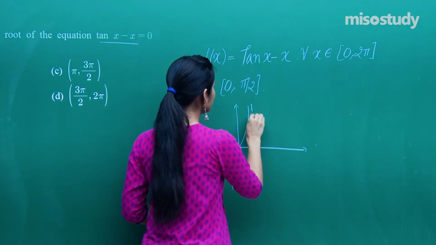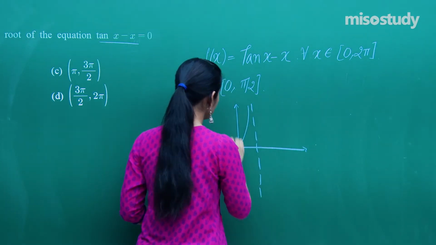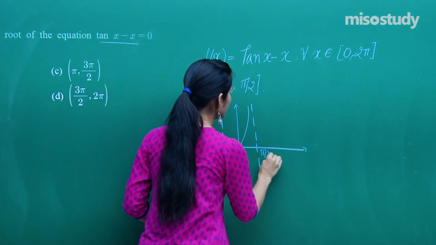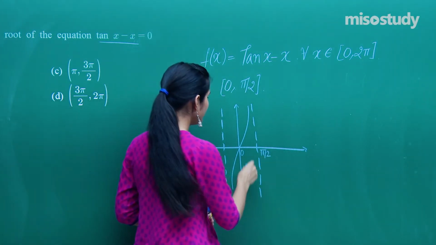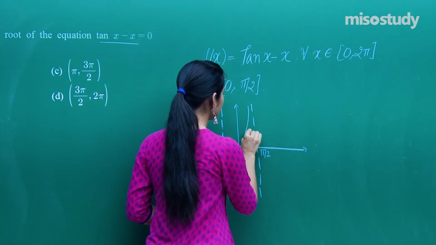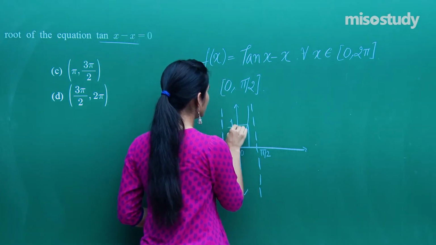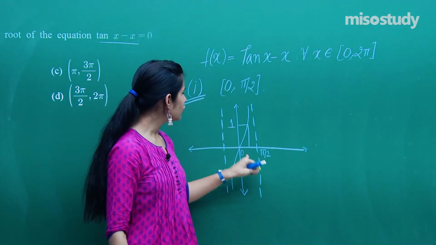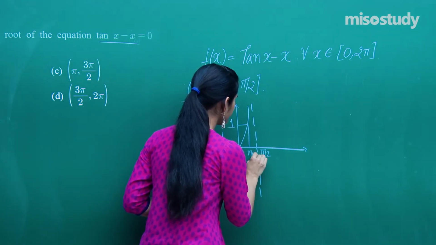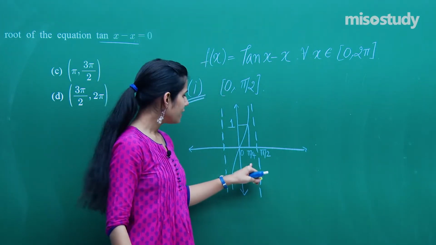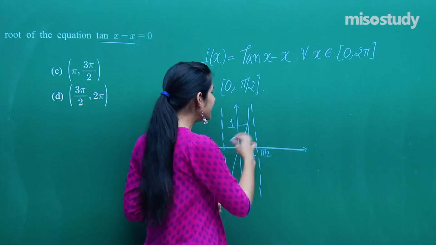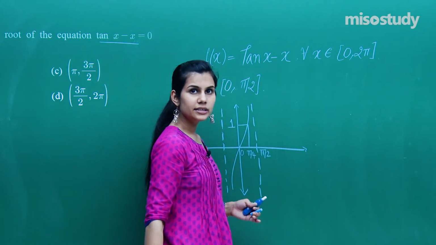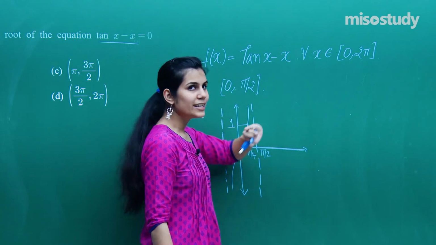This is how the tan function goes from 0 to pi by 2. This is 0, this is pi by 2, right? At pi by 4, the tan is giving you value 1. And pi by 4 is less than 1. So when the identity function is going to be plotted, this is the identity function, isn't it? This is y equals tan x, this is y equals x.